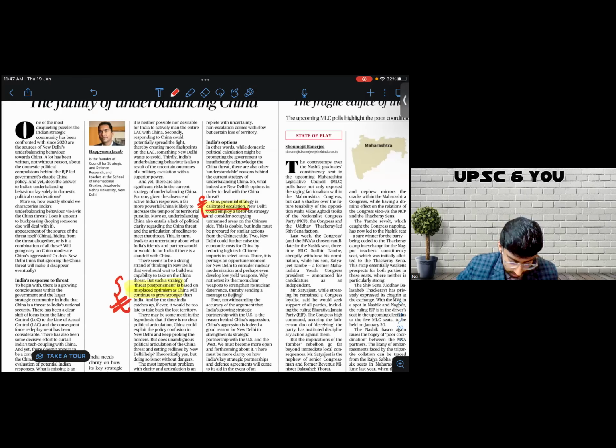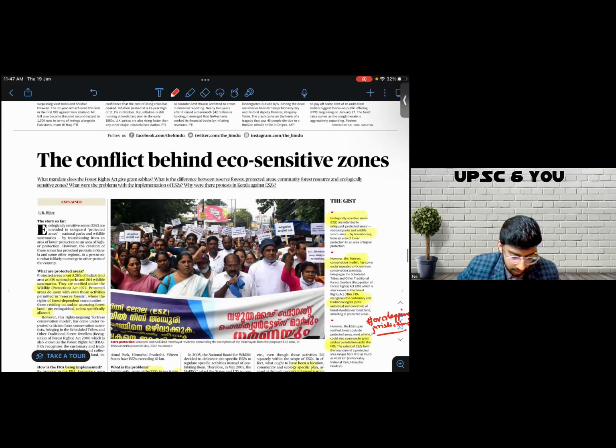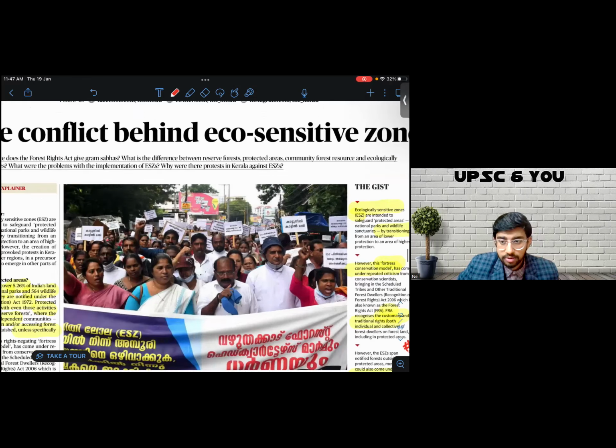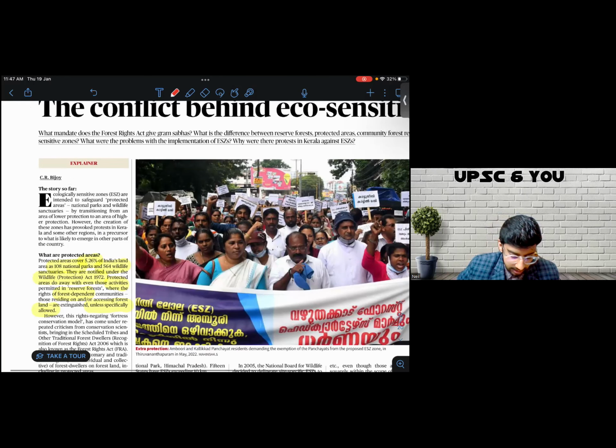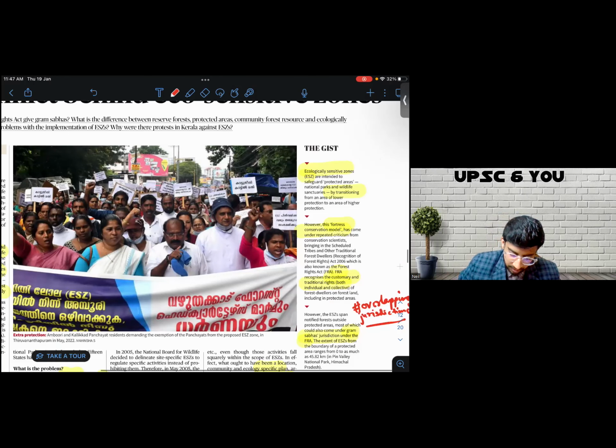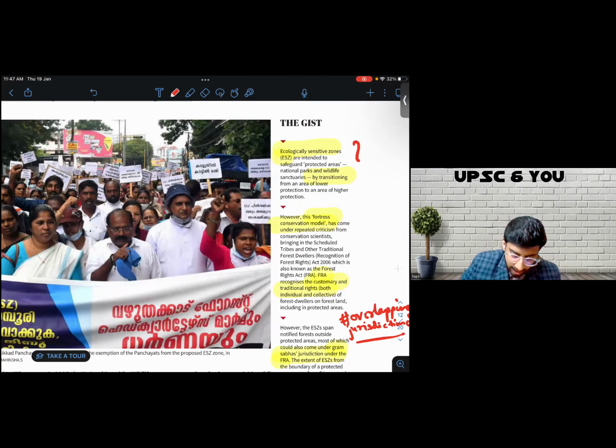Then I move forward. This beautiful article, I really liked it. I will also have Forest Services interview lined up. So this is also relevant as far as Forest Services exam or interview is concerned. So they speak about ESZ, eco-sensitive zone. In the gist, they speak about what are ESZs, can be used for prelims. Again, I never make notes for prelims, just understand. Develop a conceptual clarity of what are ESZs.